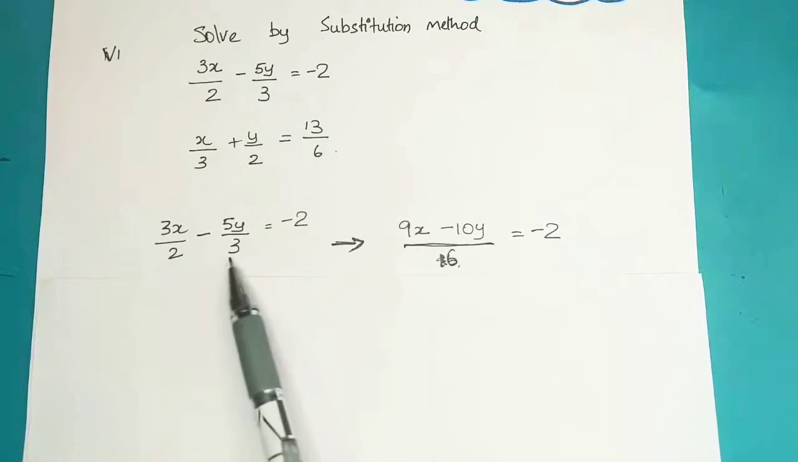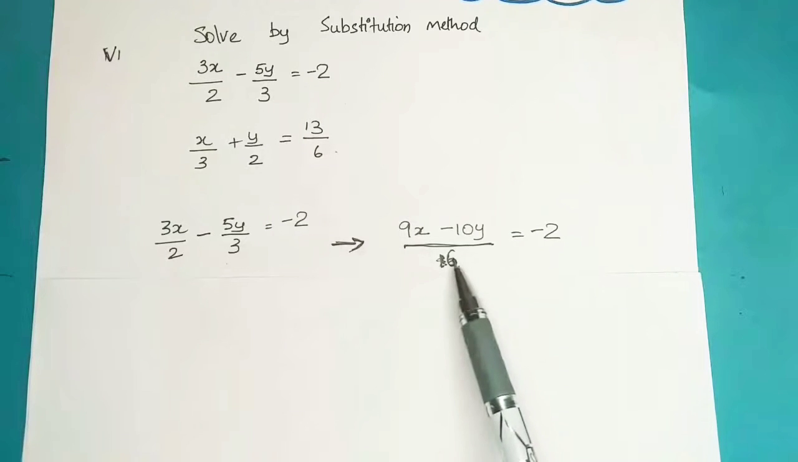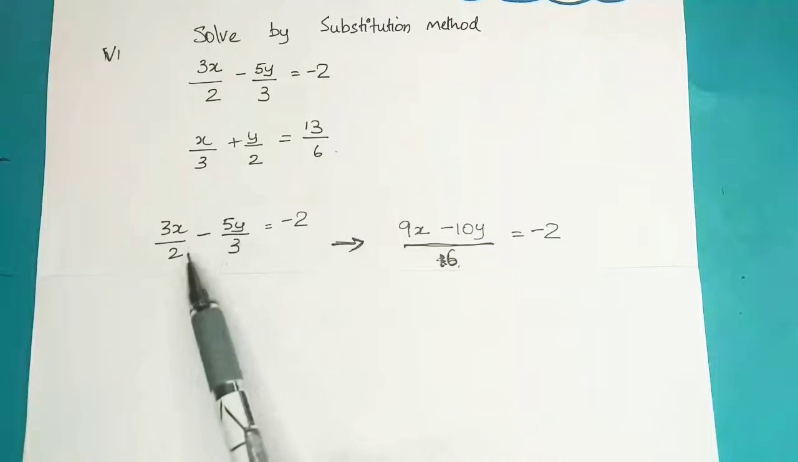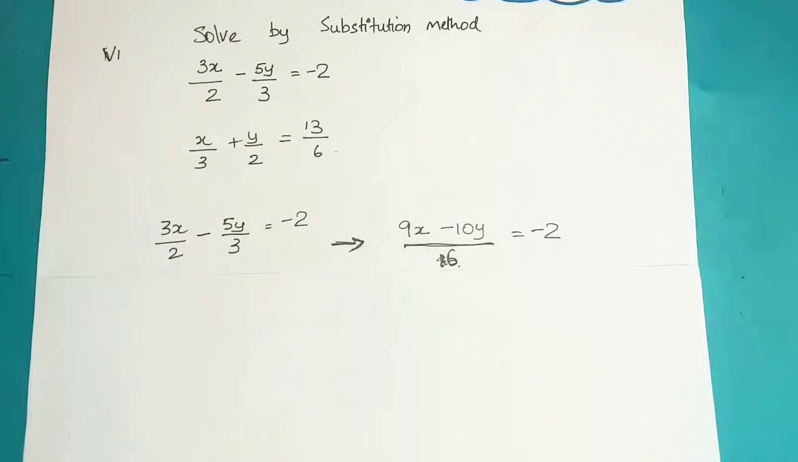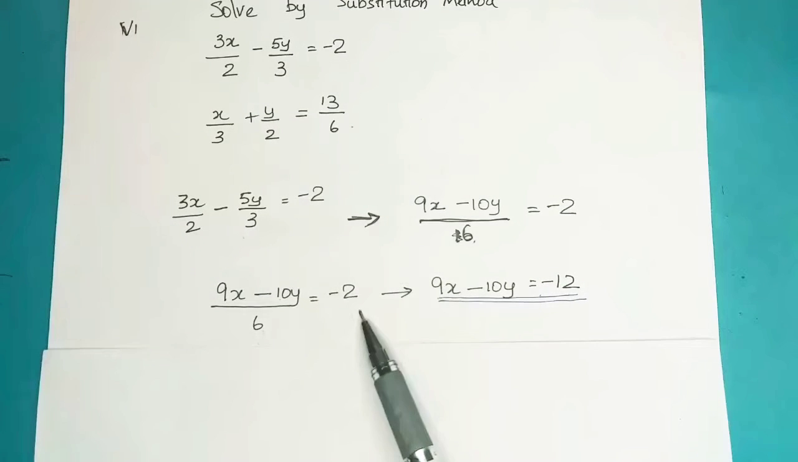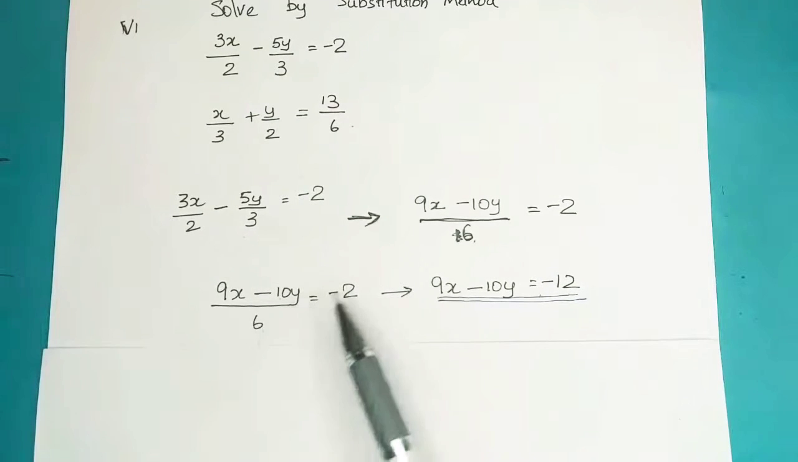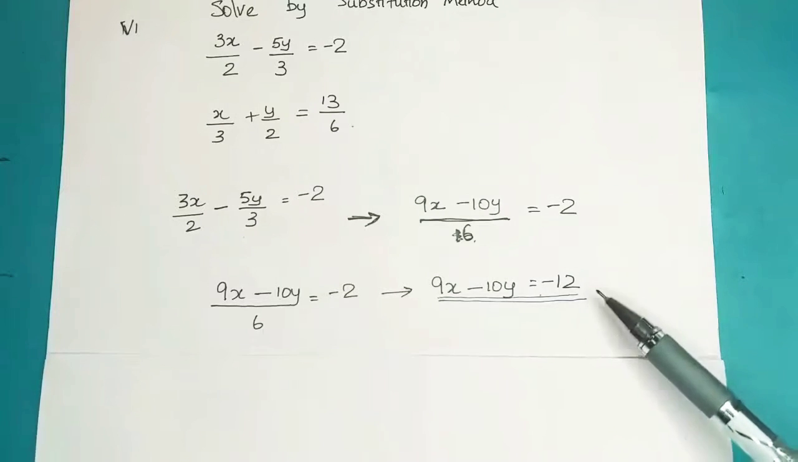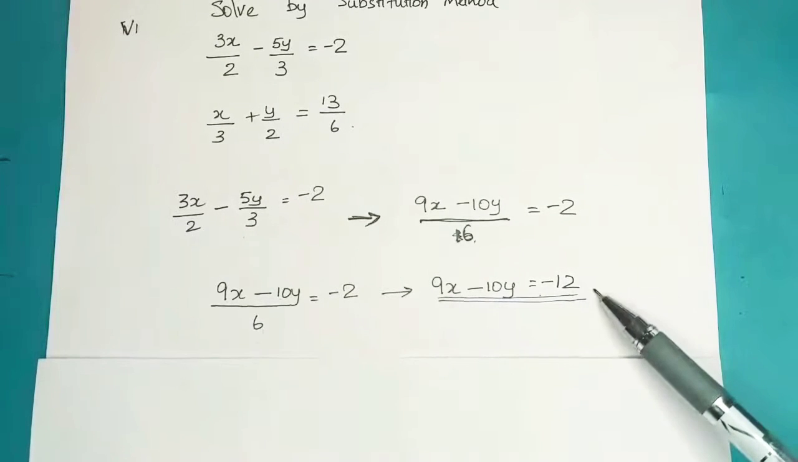By the cross multiplication method we get 6 as the LCM, and 3 into 3x is 9x minus 10y is equal to negative 2. That is, (9x minus 10y) by 6 is equal to negative 2. And this 6, when it goes to the other side, what you get here is 9x minus 10y is equal to negative 12. 6 into 2 is 12. So we got the first equation here. We have got it in the simpler form.